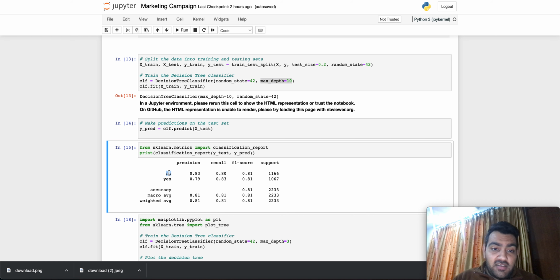For customers who have not taken a deposit, the F1 score is around 81. For those who have taken the deposit, it is also around 81. The data is not at all biased because we have an equal distribution, almost 1,000 samples for each of them. You can fine tune this. You can try some other algorithm also, or you can fine tune the decision tree classifier just to see if you can achieve more accuracy.